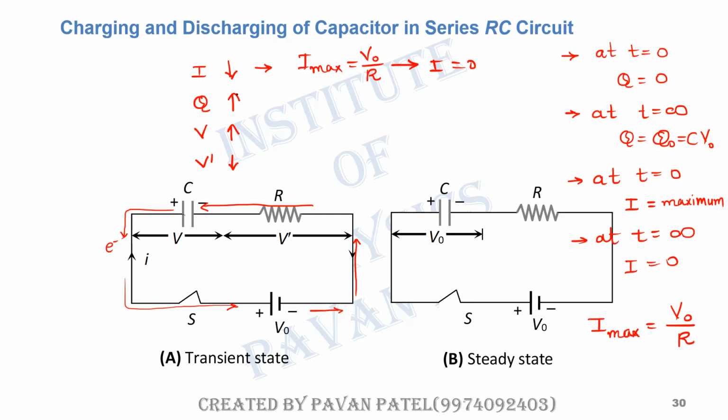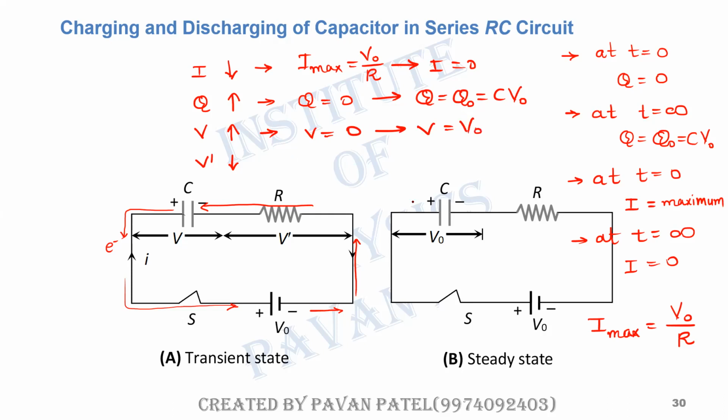सर्किट में कोई चेंज नहीं होगा। So Q will be increased, and initial value of Q is 0 to Q will be Q0, and that value is CV0, that is the maximum value of charge on two plates of the capacitor. Potential on the capacitor is V, so V is equal to 0 initially and then V becomes V0, right?